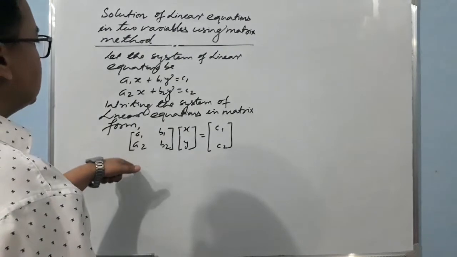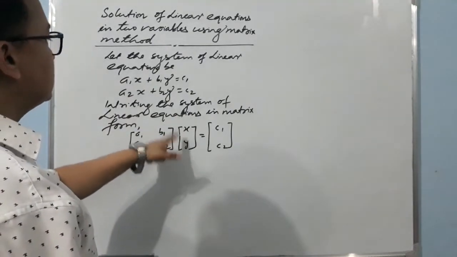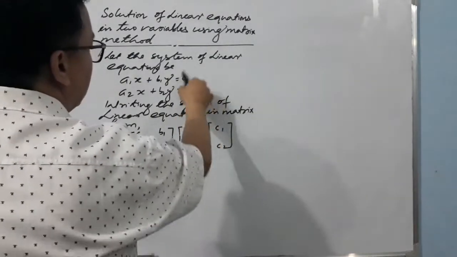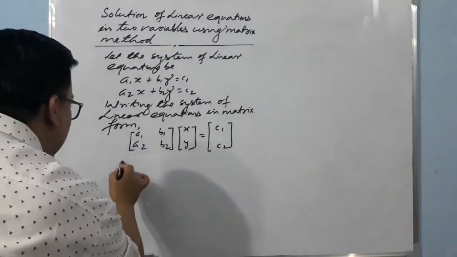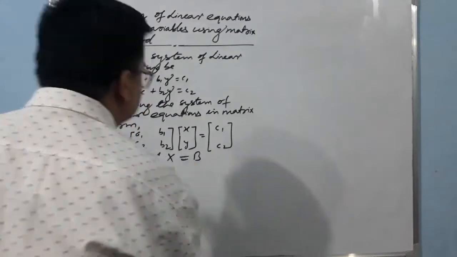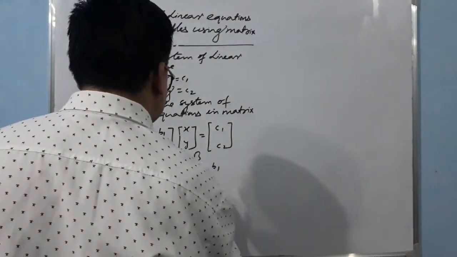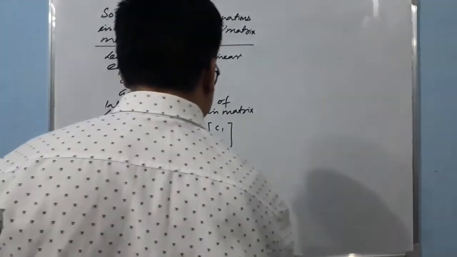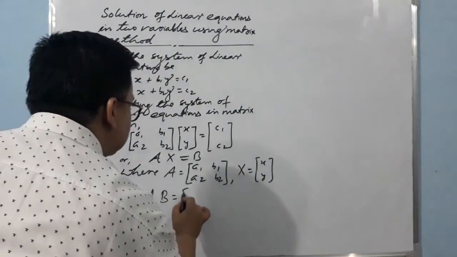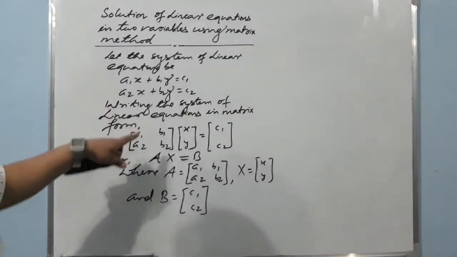In the first matrix you will write down the coefficients of x and y in this order, then in the second matrix you will write down your variables x and y as a column matrix, and in the third your constants, also as a column matrix. Or you may write AX is equal to B, where A is equal to a1 b1 a2 b2, capital X is equal to x y, and capital B is the column matrix of your constants. So, understood how to write in matrix form, right?